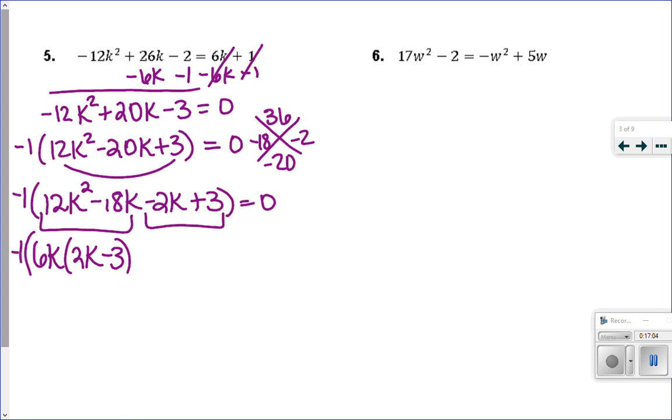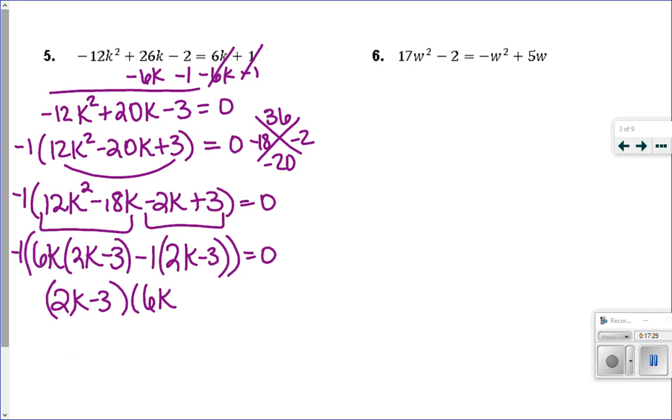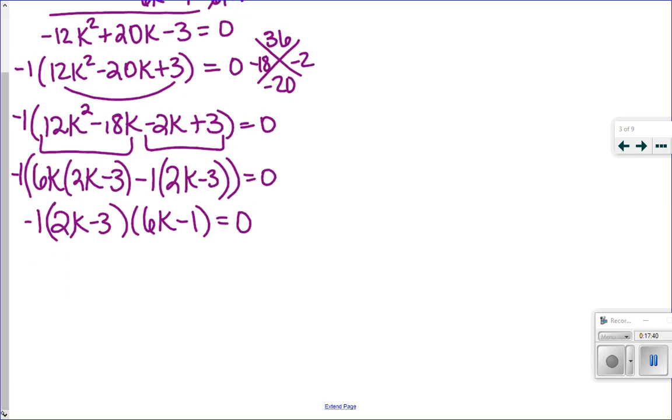Over here, 1, but I do need the signs to match, so I'm not just going to pull a regular 1. I'm going to pull out a negative 1 so that this changes signs for me. This becomes a negative 3. And now it matches. And so my 2 factors are 2k minus 3 and 6k minus 1. I have a negative 1 also. That isn't really going to make a big difference when it comes to the zero product property, but it is one of the factors of the original. So I want to honor it by making sure it's still there.